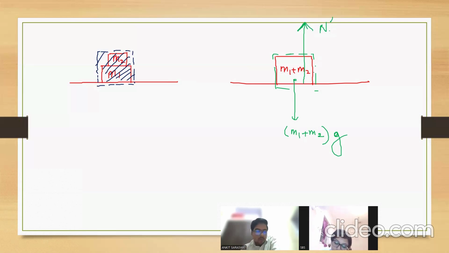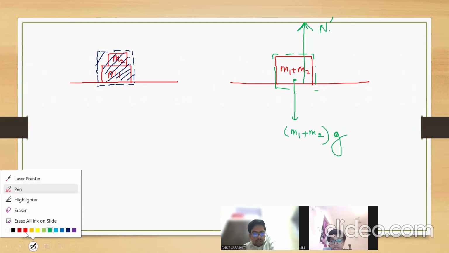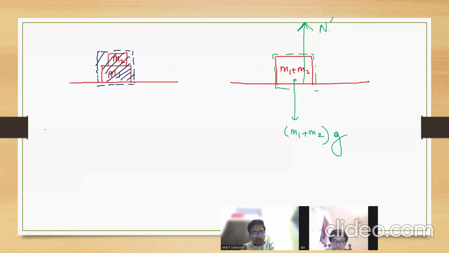Understood. I think this is clear to you. Now I will give you one more to draw. Please draw. In this case, draw the free body diagram.